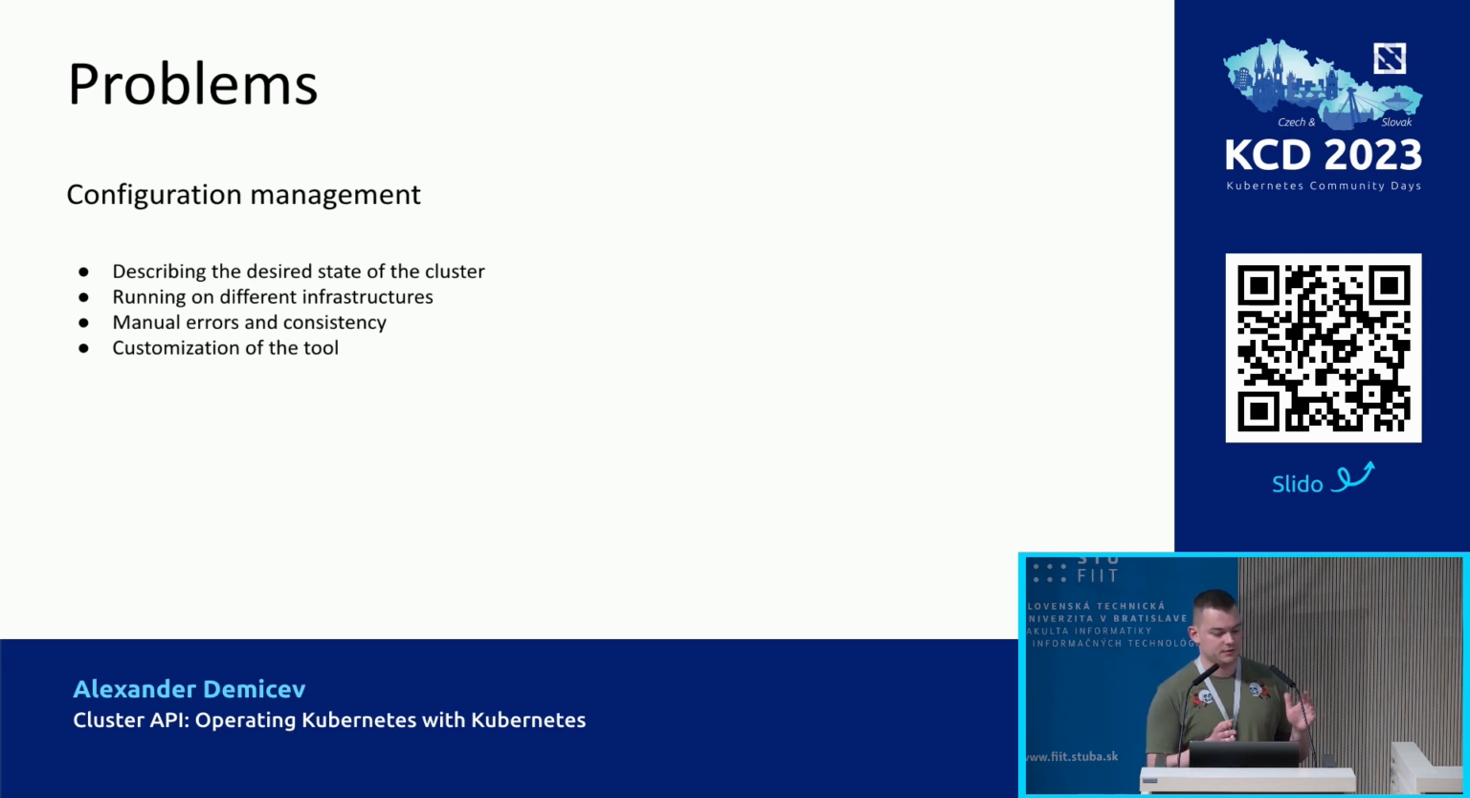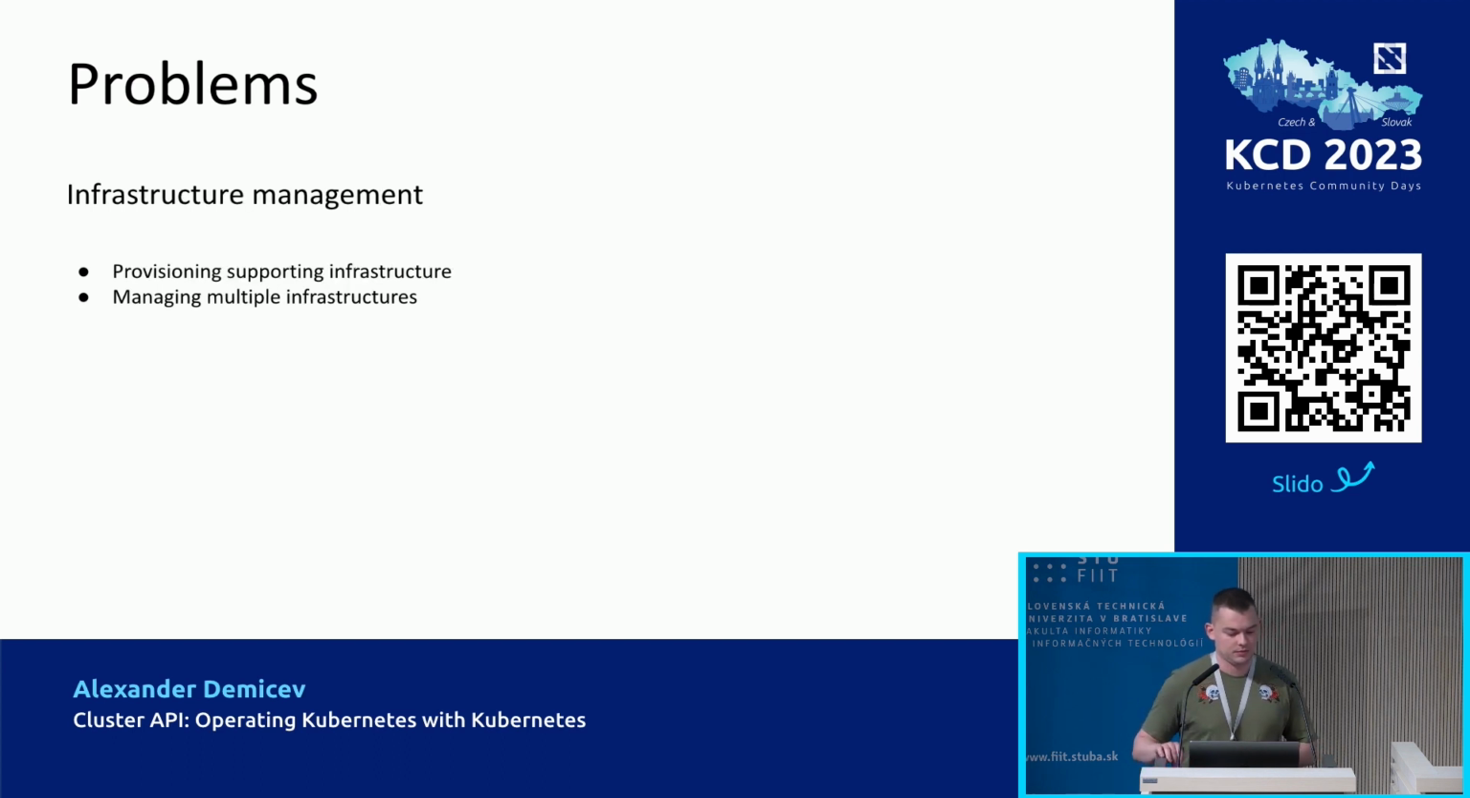Like if you're running something in GCP, you want to run your clusters on VMware in the same way using the same API, so it has to be consistent. And also, there is a chance of manual errors, and you need something to reduce this chance of manual errors. Also, the tools that you are using should be customizable. So if your infrastructure provider is not supported, maybe you want to be able to implement it.